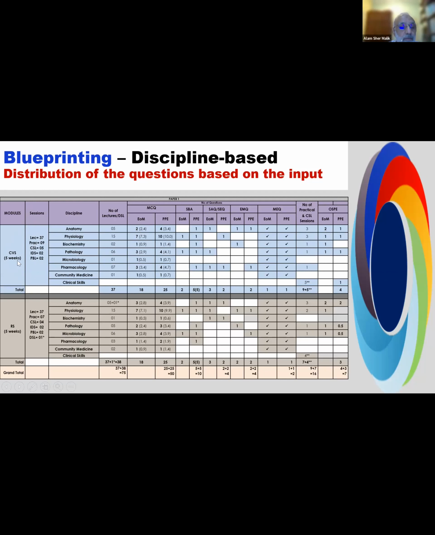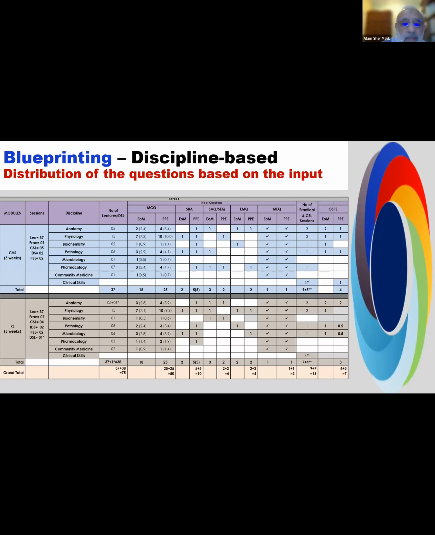So this is for respiratory, and then this, CVS, and then there is respiratory. And similarly, we can calculate the number of questions. So this is one component of blueprinting, where we distribute the questions based on the input.